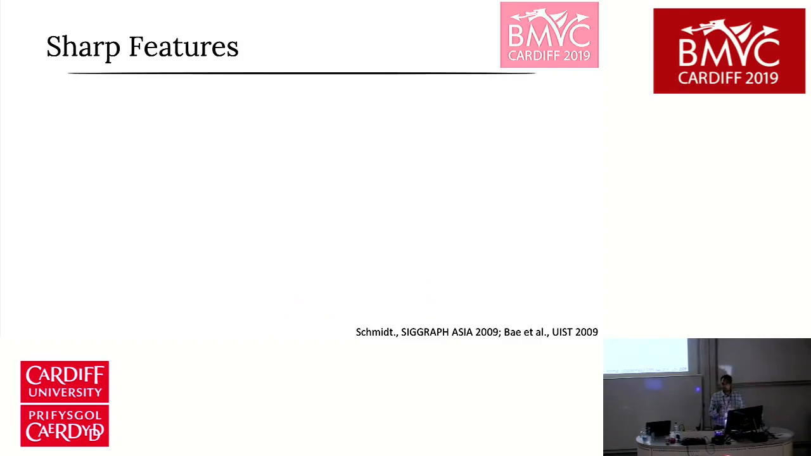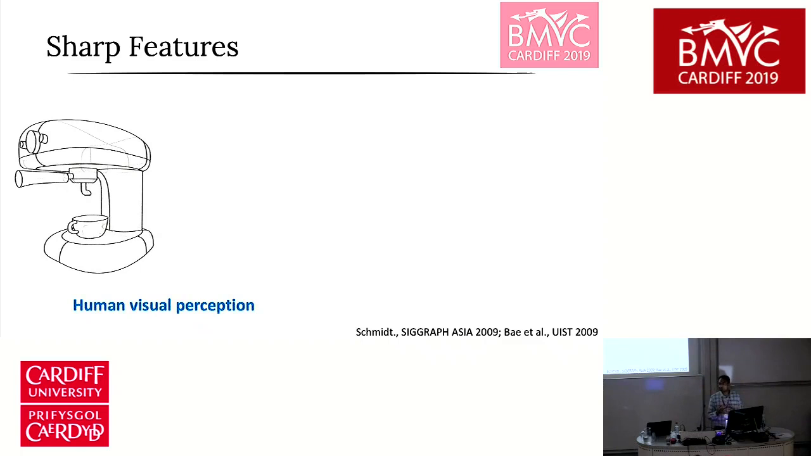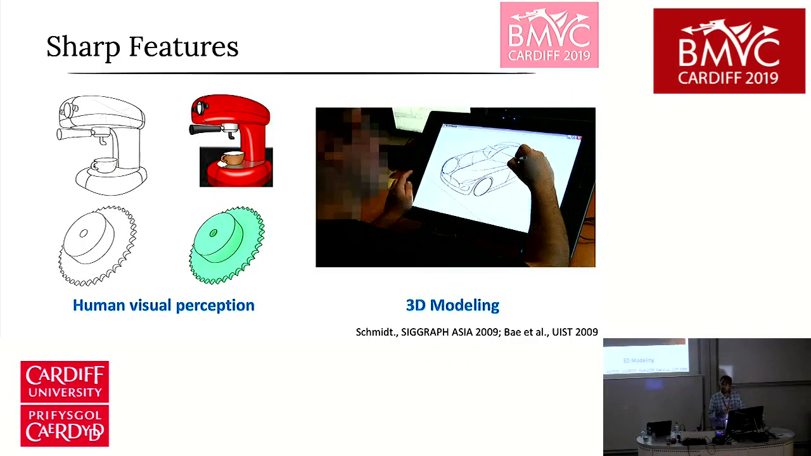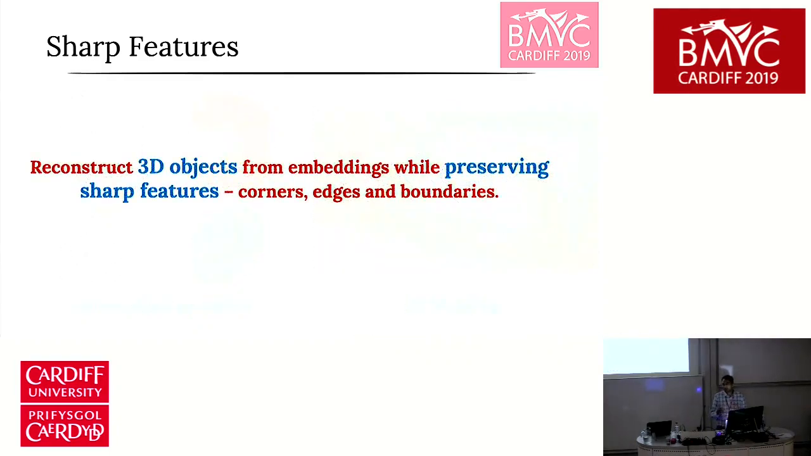Sharp features like edges and corners of 3D models are extremely important for human visual perception. It's extremely fascinating to see how our mind is able to infer the 3D shape of an object just from these features. For example, I'm sure everyone in the room can guess that this image is of a coffee maker, or that this is a mechanical part. These properties are also exploited by artists who use these features for modeling purposes. Hence, in this work, we focus on how we can reconstruct 3D objects as well as preserve sharp features in our output 3D reconstruction.